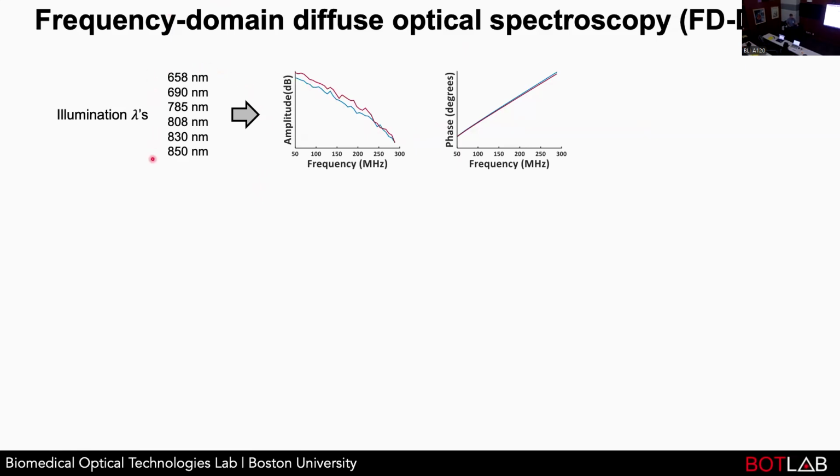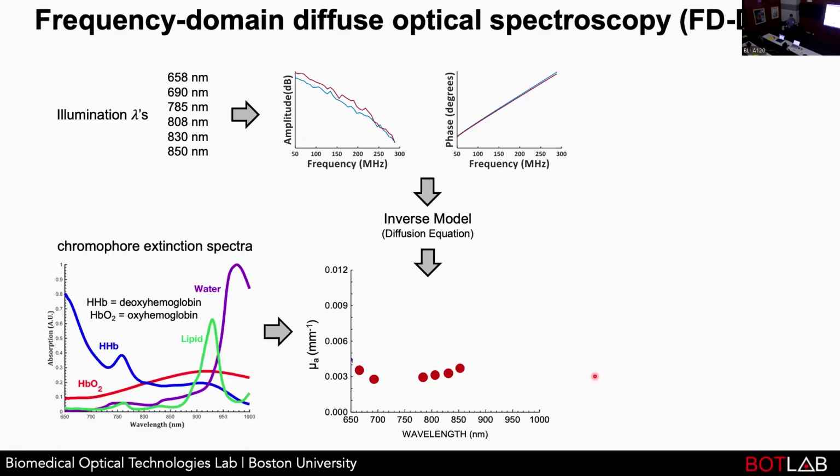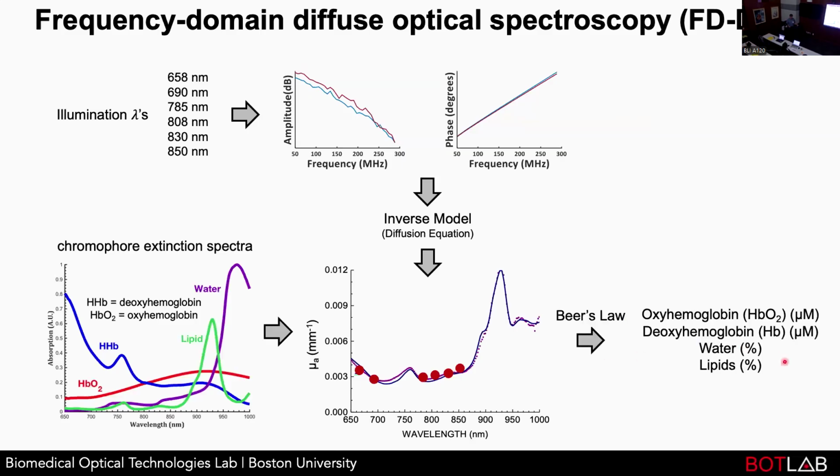bank of laser diodes that we modulate independently, so one at a time often, through a frequency sweep, and build up amplitude and phase plots of how the tissue is changing those photon density waves. And then we'll fit for each wavelength an inverse model and get a mu A, an absorption value at those wavelengths. And then we proceed as before. We can use extinction coefficients and Beer's law to allow us to get chromophore concentrations.